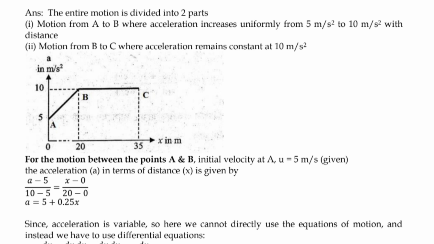So we need to find out the relation between acceleration and distance, especially during the period A to B. So we use the concept of straight line. We find out the equation of straight line AB by using the coordinates of the point A, which is (0, 5), and the coordinates of point B, which is (20, 10). And we get the equation as a equals 5 plus 0.25x.